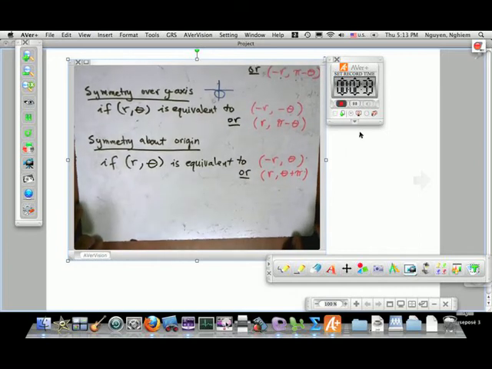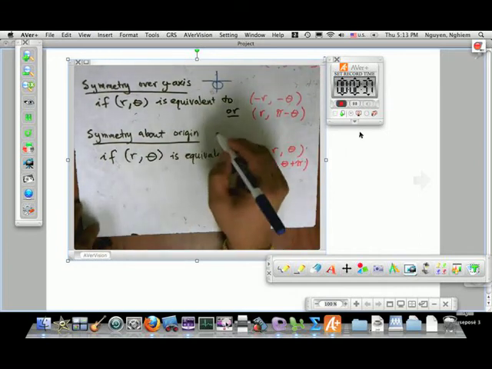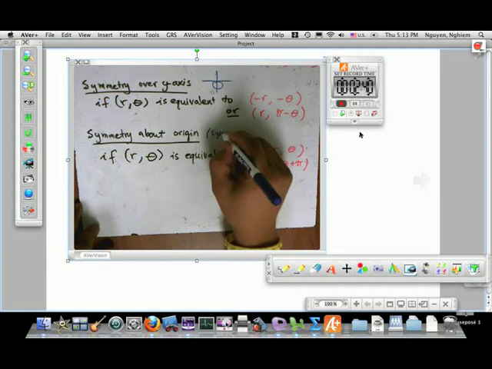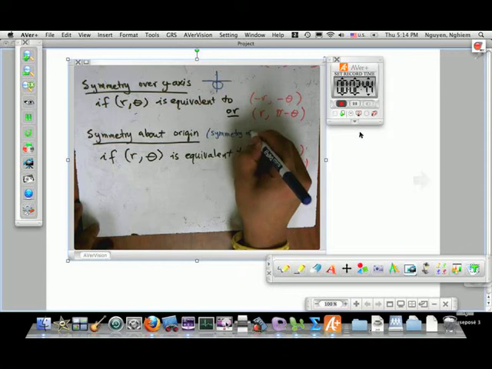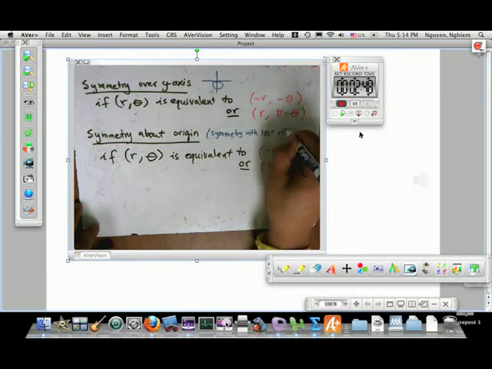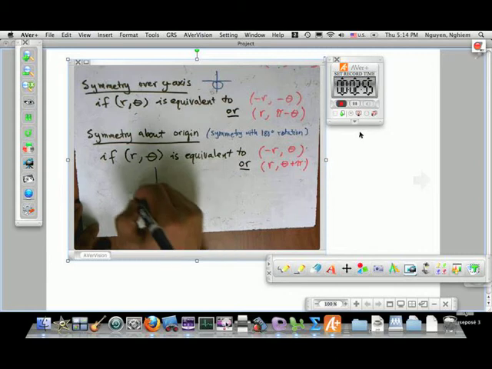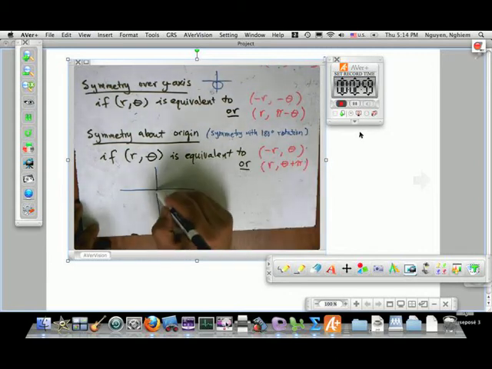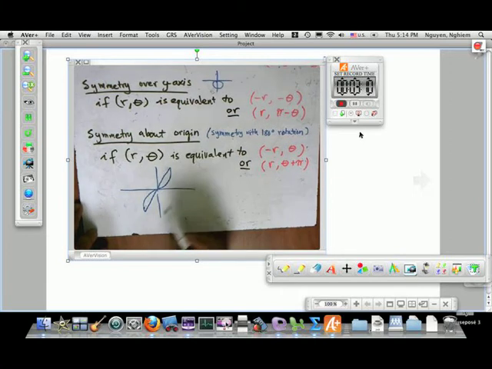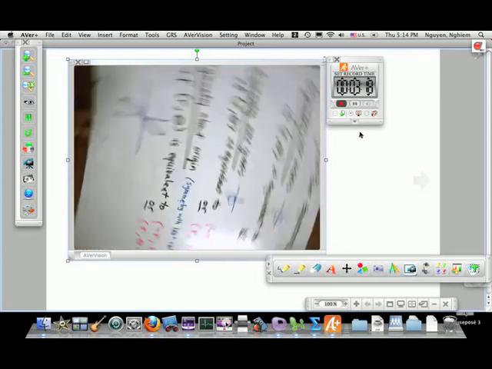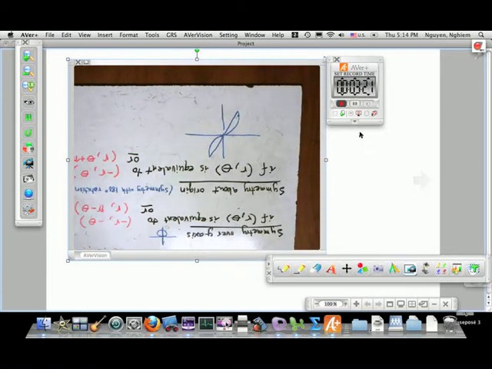Finally, we have symmetry about the origin, and about the origin really means symmetry with 180-degree rotation. In other words, if you take the picture and you spin it 180 degrees, you still have the same picture. This would be an example of something that has symmetry about the origin. If you take this graph right here and literally spin this board 180 degrees, you would get the same picture as you did before.